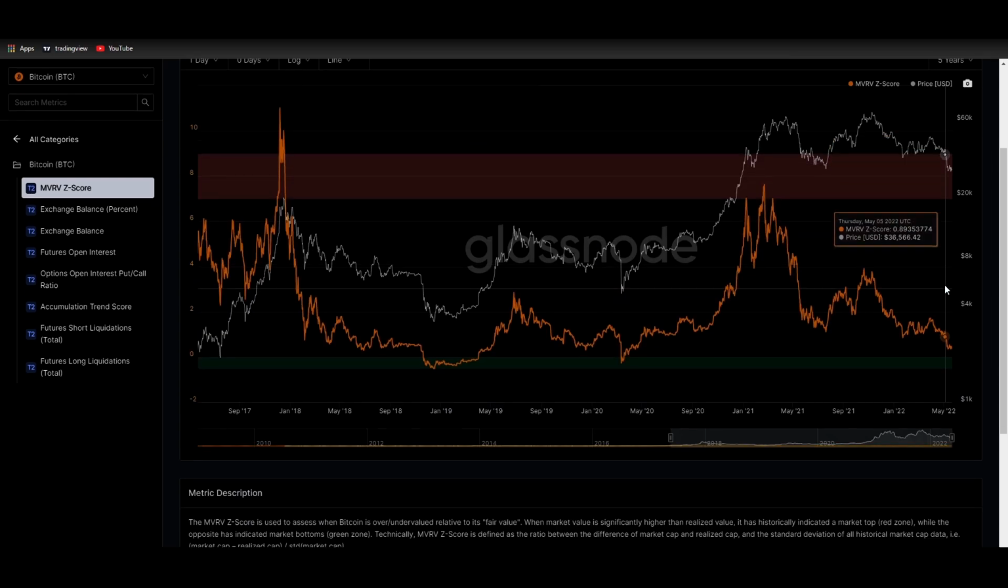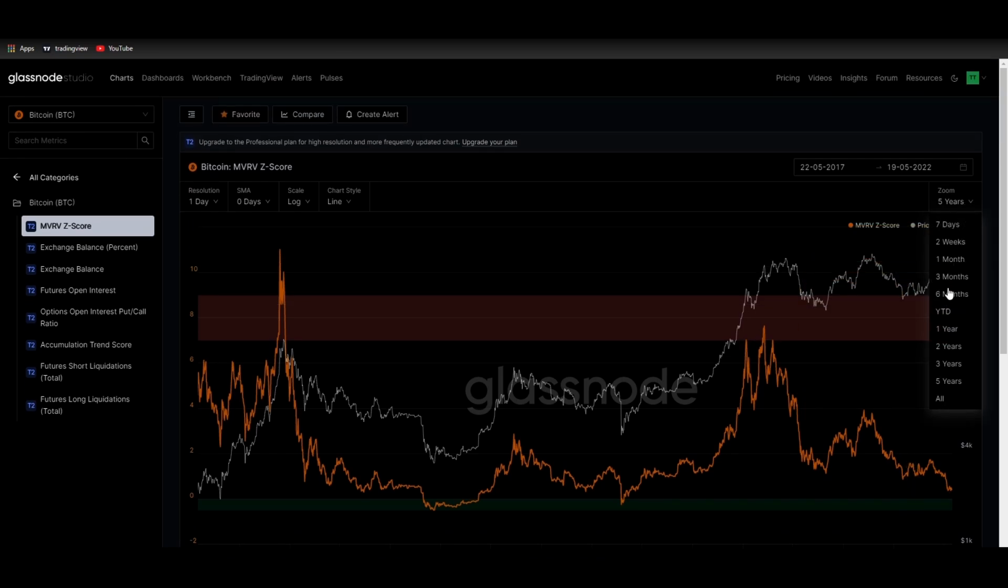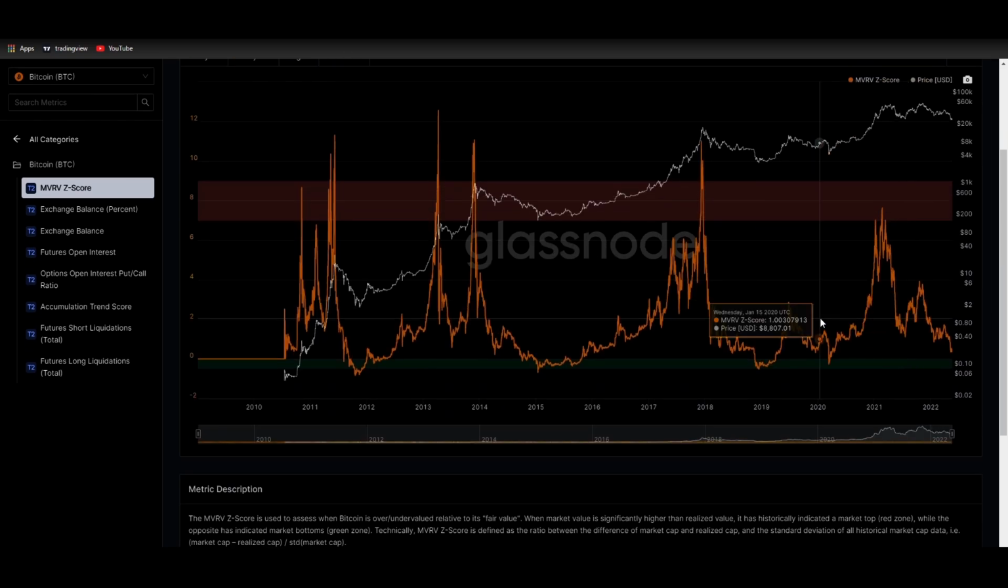So let's go ahead and pull it out. Well, you know what? Let's pull it out to all. I know you guys have seen this chart several times, and this basically shows you fair value or when you're overpriced, and they do that by taking market cap and dividing that by realized cap. So market cap divided by realized cap gives you this orange oscillator. Now, this orange oscillator in the past has done absolutely perfect at marking swing lows for major trend change and swing highs for major trend change.